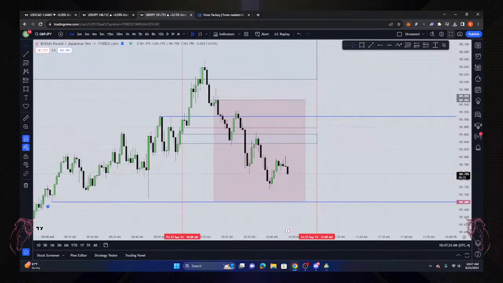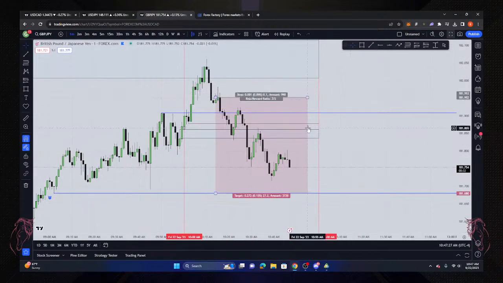I'm gonna play the music and just let price do its thing. If it hits my stop loss, cool. If it hits my take profit, cool. We'll see what happens.